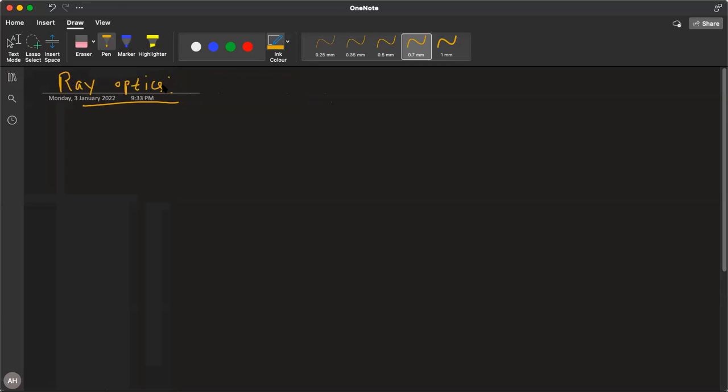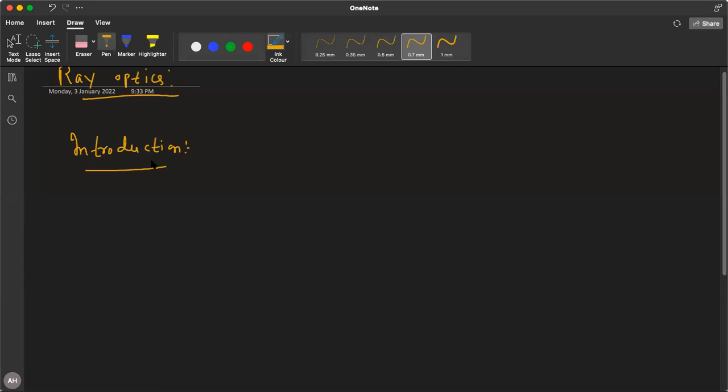Okay. So ray optics. Some introduction of ray optics. Chapter number 9 of NCERT. So the unit is optics. Optics is the study of light.